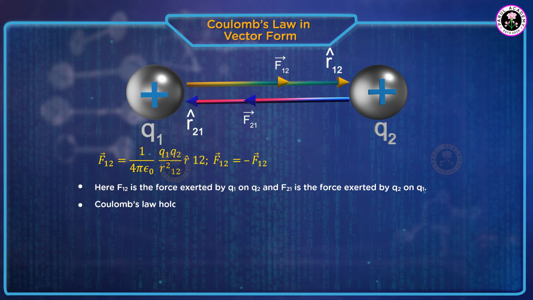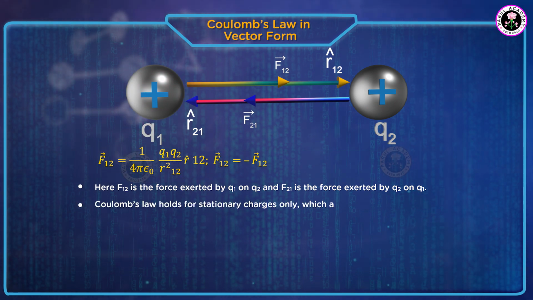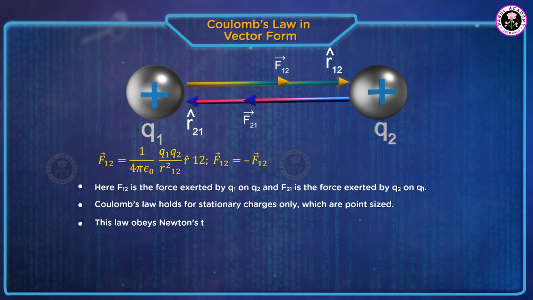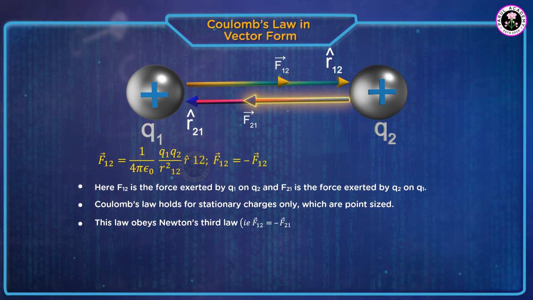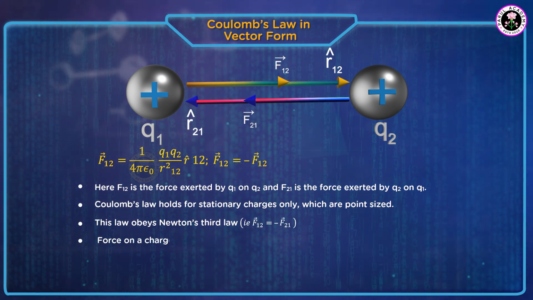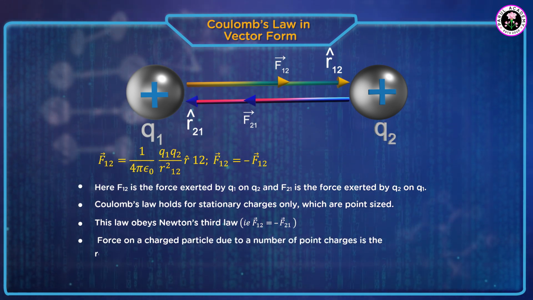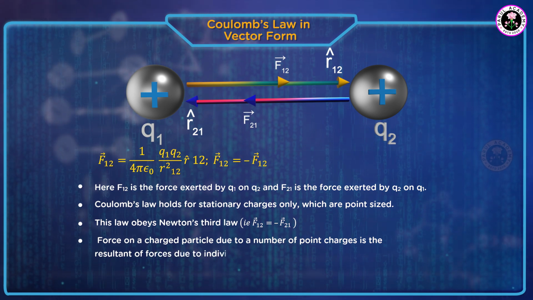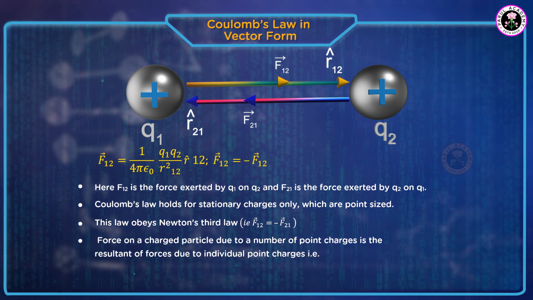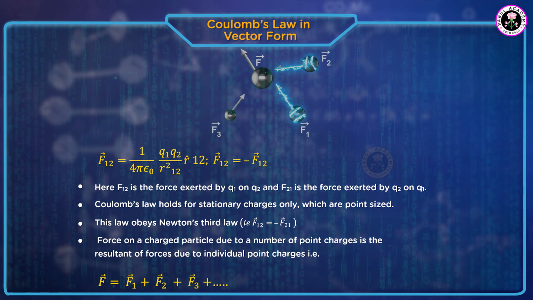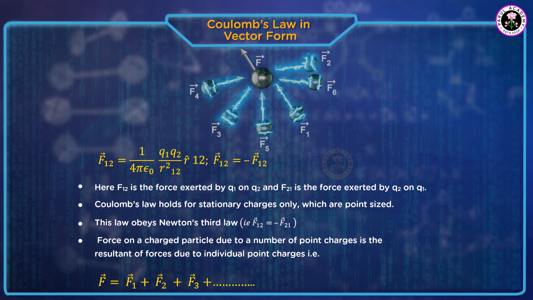Coulomb's law holds for stationary charges only, which are point sized. This law obeys Newton's third law, that is F12 vector equals minus F21 vector. Force on a charged particle due to a number of point charges is the resultant of the forces due to the individual point charges, that is F vector equals F1 vector plus F2 vector plus F3 vector and so on.